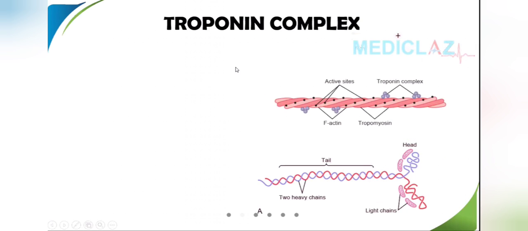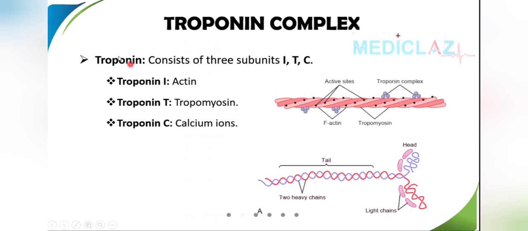Next, troponin. There is something called troponin. Now you see here, this reddish one is the tropomyosin. It is like a helical structure, like a twine which is going and coiling itself around. And you see that there are black dots here. These dots are nothing but the binding sites of myosin on the actin molecule.